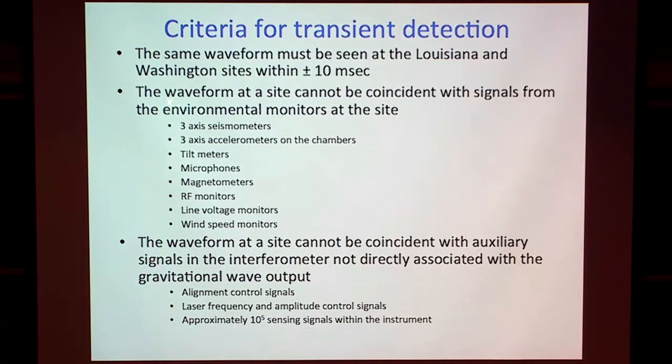The other thing is that each site itself has a whole set of environmental monitors. Monitors for wind speed, line voltage, magnetometers, microphones, tilt meters, seismometers, anything we know we can measure. And none of the signals that come out of this can be on or be making a signal that's viable or sensible at the time when we see the gravitational wave signal. In other words, we've used these as vetoes.